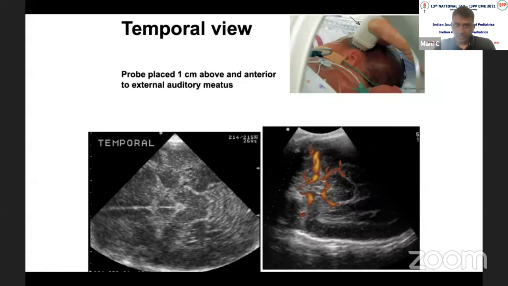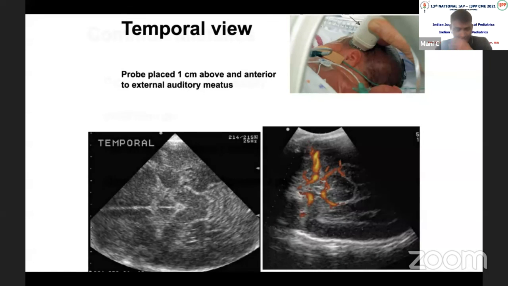The other one is the temporal view. Temporal view is just 1 centimeter above and anterior to the external auditory meatus, and you can see the probe is facing the front. This shows a lot of information in terms of midbrain and the middle cerebral artery when you put the Doppler on. So sometimes in stroke, middle cerebral artery flow may be disturbed, and this will be really useful to highlight that.